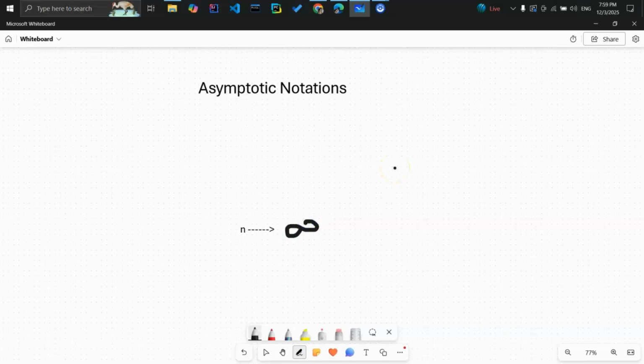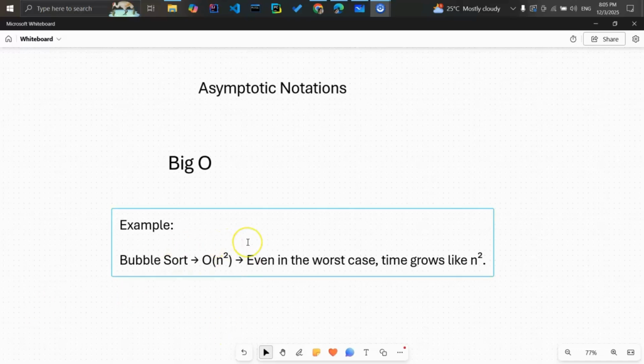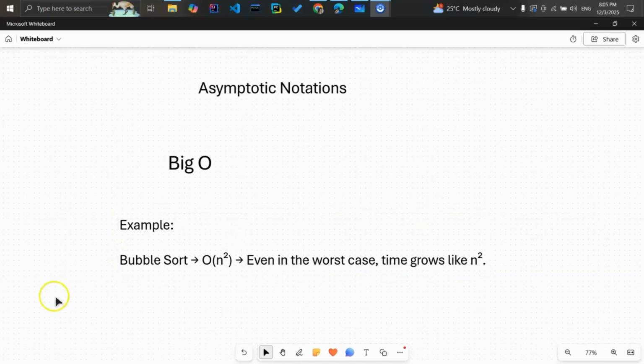They help us compare algorithms independent of hardware, language, or constants. The first one is big O notation. It gives the upper bound of an algorithm's running time. It means the algorithm will not take more than this time for large inputs. You can see the example. This is used for worst case analysis.